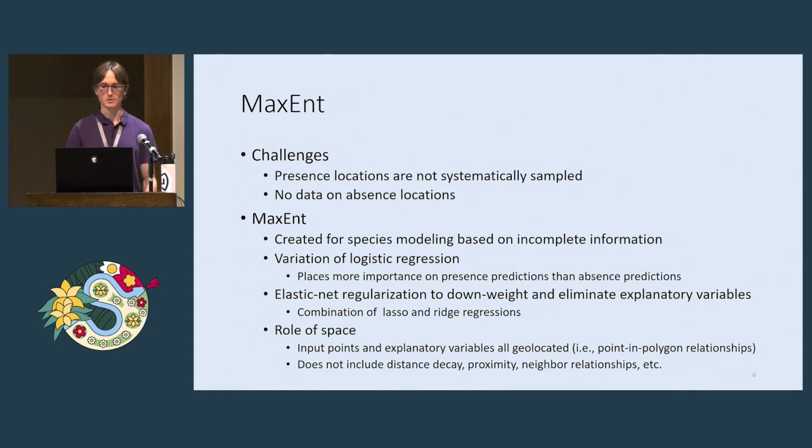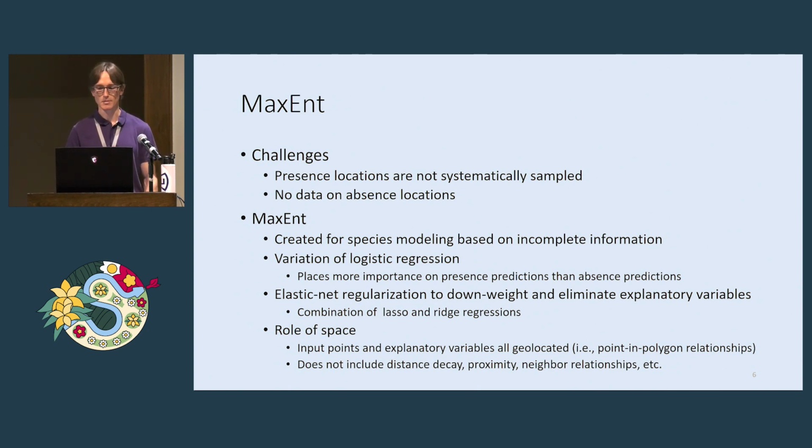So our model faces two challenges. We don't have any access to absence data, and our presence data is a convenience sample, not a systematic random sample. Maxent was developed by ecologists who face these same challenges when trying to estimate species presence. And this is a logistic regression model, so it places more importance on presence than absence, since the absences are unknown. And the model uses elastic net regularization, which is a hybrid of lasso and ridge regression. This works to eliminate unnecessary variables and minimize autocorrelation.